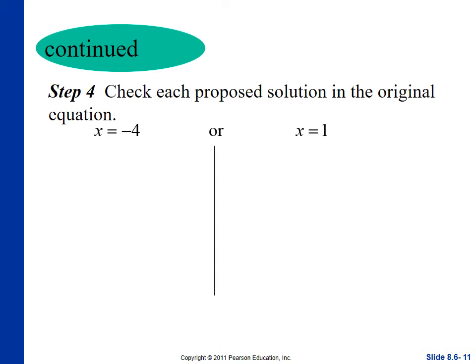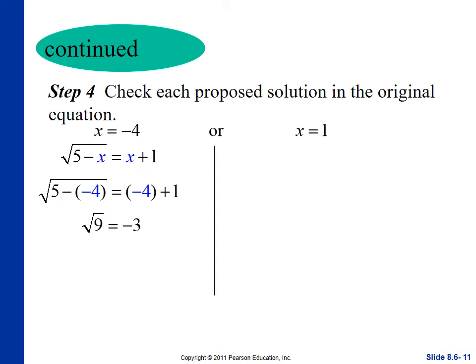So now we've got to check each solution in the original equation. So 5 minus x equals x plus 1. So you put in negative 4. And we end up with the square root of 9 equals negative 3. Well, you cannot have that, so that's going to be 3 does not equal negative 3. Therefore, that's false.